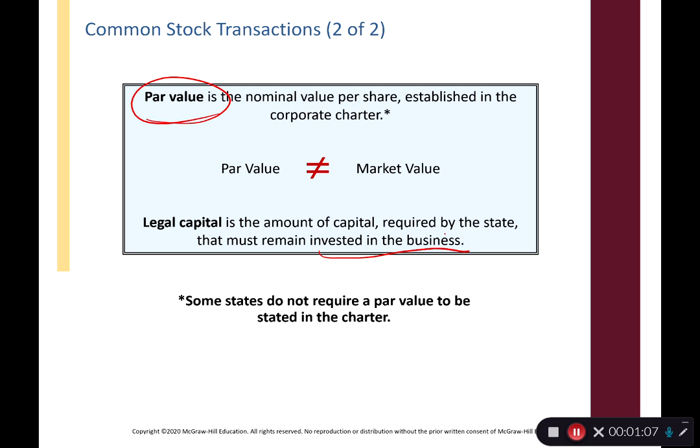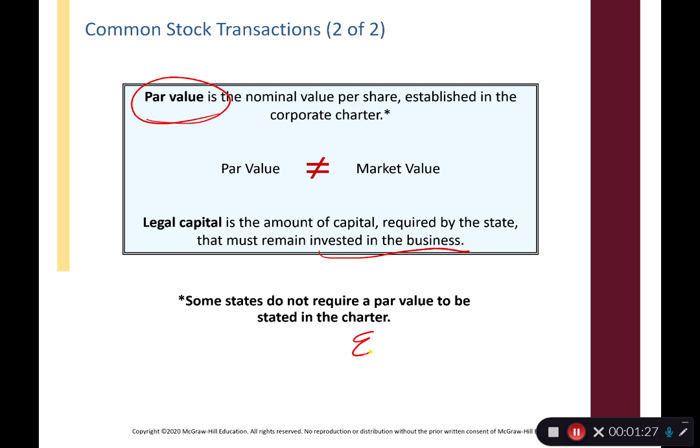So par value has nothing to do with market value. It's an arbitrary amount that's just set by the state you incorporate in. It's a very small amount. It's the amount required by the state to remain invested in the business. But because it's such a tiny amount of money, it really doesn't have a whole lot of meaning. What it does is it affects the way that we record the transaction.